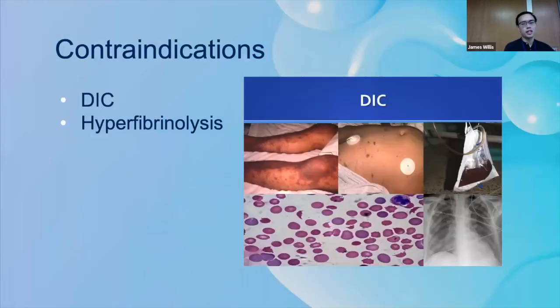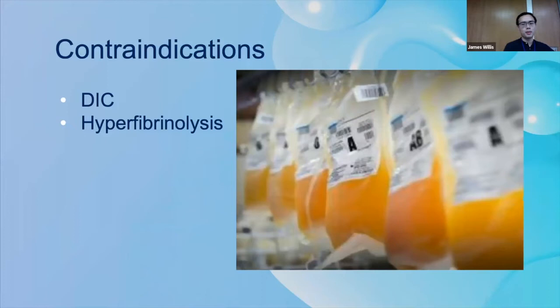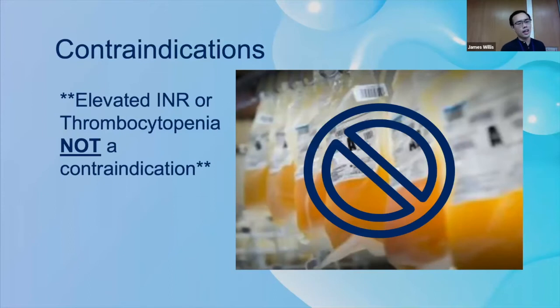All right, some contraindications are clinically apparent DIC and hyperfibrinolysis. You want to treat DIC with platelets and FFP, and hyperfibrinolysis with antifibrinolytic agents. Surprisingly, though, elevated INR or thrombocytopenia are not contraindications.